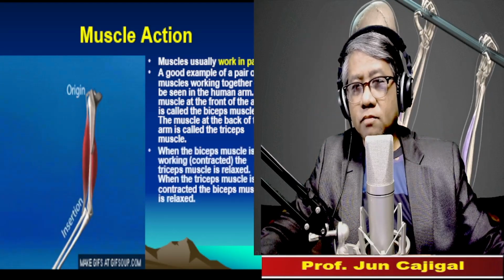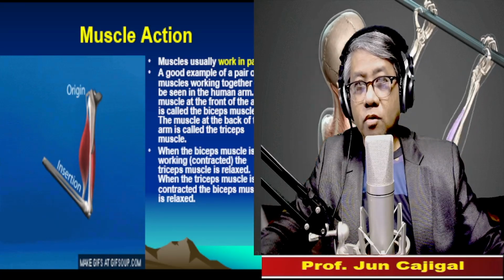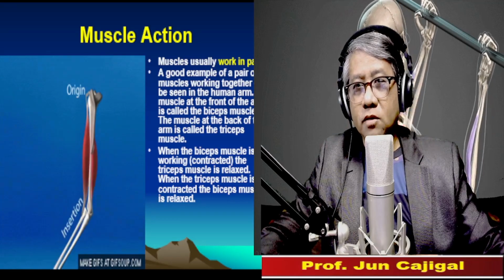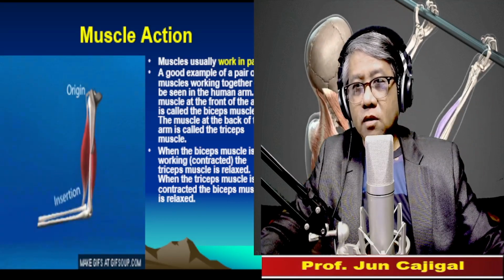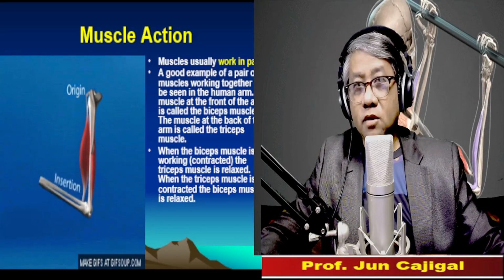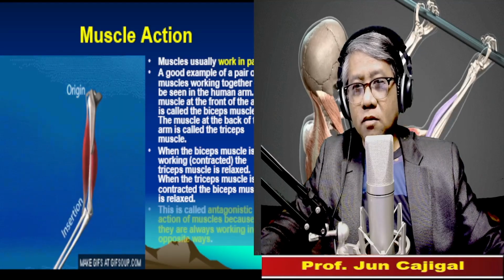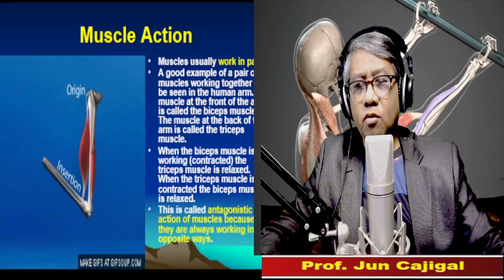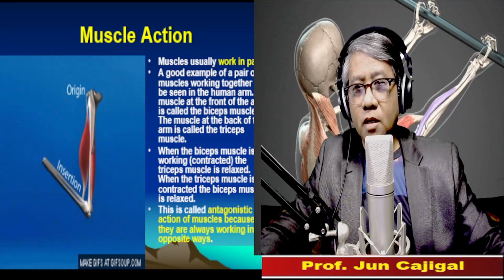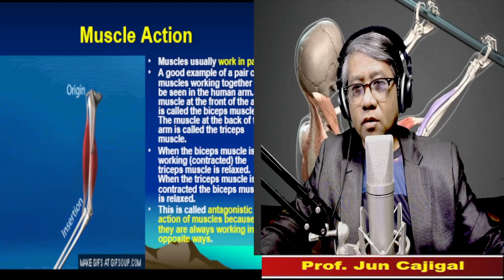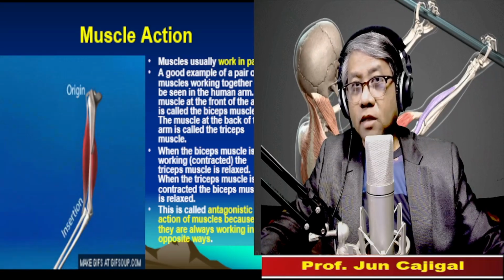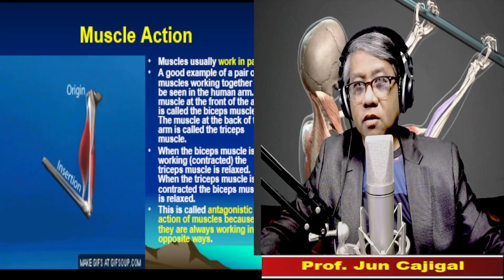Now, when the biceps muscle is working, or the muscle is contracted, the triceps muscle is relaxed. When the triceps muscle is contracted, then the biceps muscle is relaxed, as you can see in this animated illustration. This type of muscle action is called antagonistic muscle action because they always work in opposite ways. So again, if the biceps muscle is contracted, the triceps muscle is relaxed.